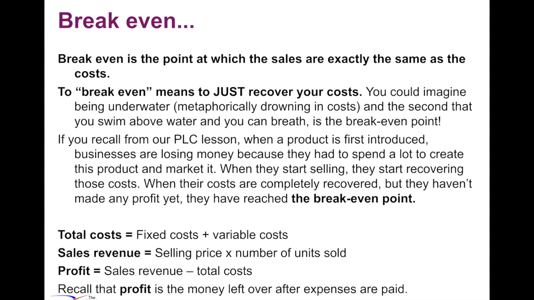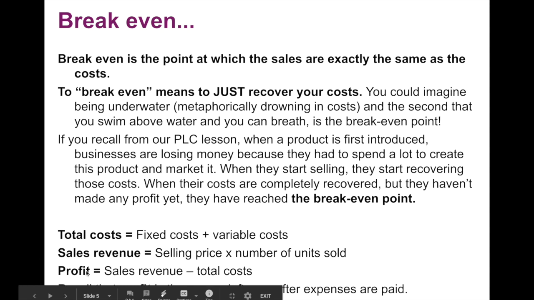Profit, which is money left over, is sales revenue minus total cost. So profit is what you get after you've paid your total cost. Now, once you've broken even, profit equals 0. Because if our sales revenue exactly equals our total cost, then we've got, say, 10,000 minus 10,000.